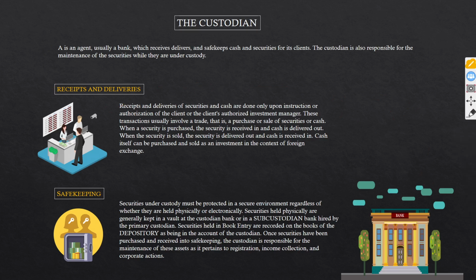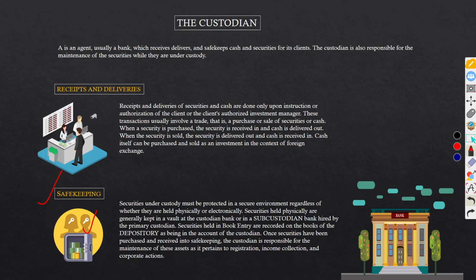All right. So next one is safekeeping. As you know, safekeeping is a famous function. Securities under custody must be protected in a secure environment regardless of whether they are held physically or electronically. So if you have a physical security, then of course you can store it in a wallet or vault. And if you have digital securities, you can digitally store them in the custodian's secure account.